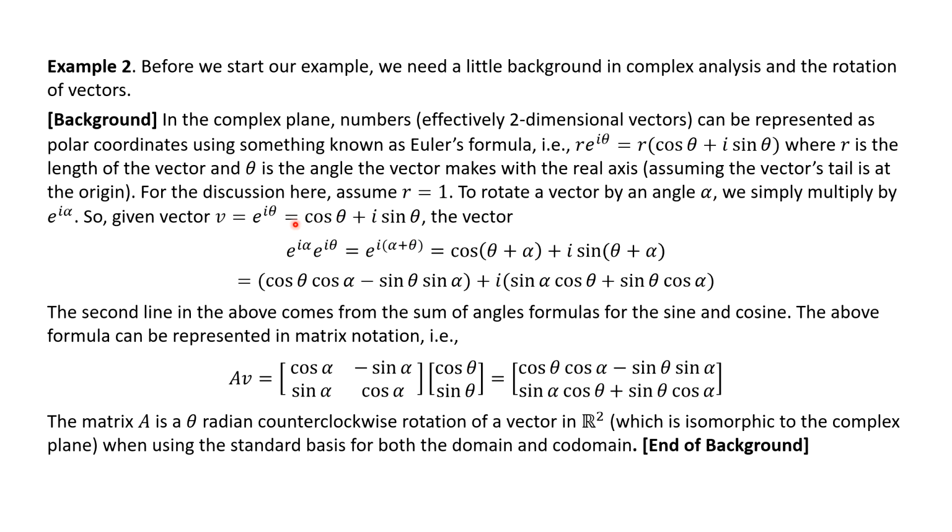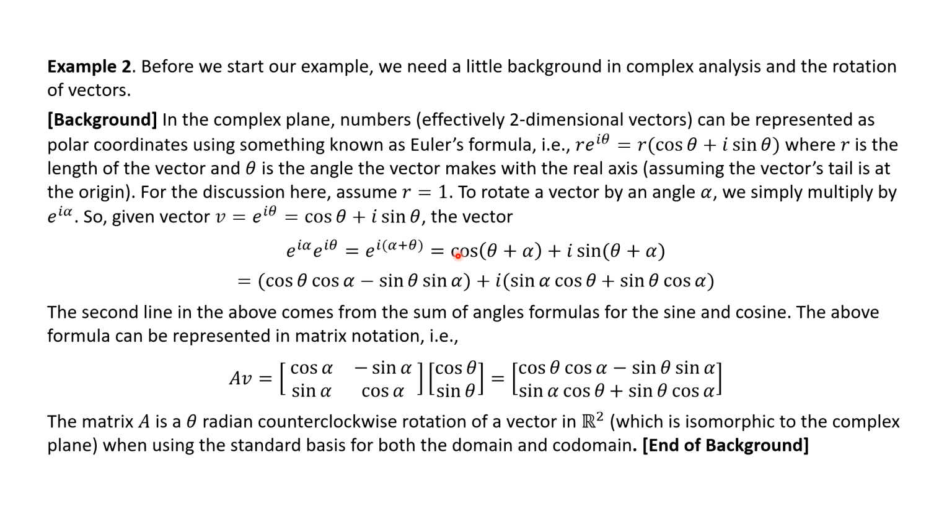We'll take a vector v equals e to the i theta, which, since r is 1, equals cosine theta plus i sine theta, and we want to rotate it by an angle alpha. So using the polar coordinates, all we need to do is multiply by e to the i alpha, and we get e to the i (alpha plus theta), just adding the exponents, and then we can use this formula again to expand this out.